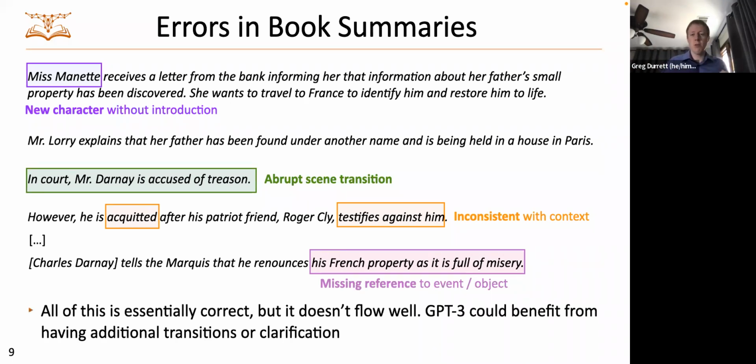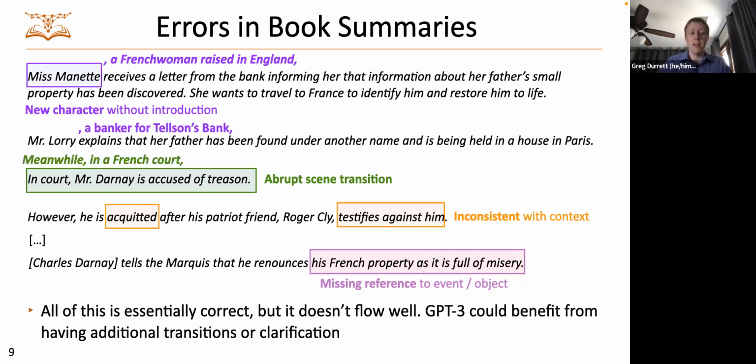So even though we're holding the system to a really high bar, right? Even though it's grammatical, and a lot of it's correct, I think that this could still be improved by having additional transitions or clarification. So for example, we could imagine adding in an appositive here: Miss Manette, a French woman raised in England. Same thing for Mr. Laurie. We could add some information about the setting of the Mr. Darnay court scene. So we'll come back to the idea of adding information there, but we'll just think of these as some of the errors or mistakes that we've pointed out so far.